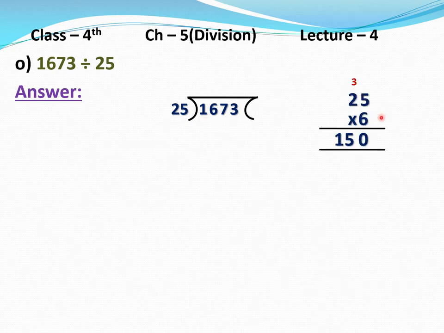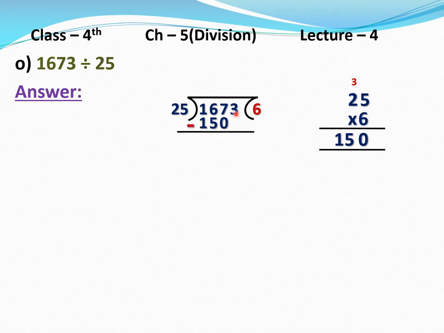See, 25 multiply 6. 6 5s are 30, write 0 here and 3 carry. 6 2s are 12 plus 3, 15, write 15 here. 25 multiply 6 equal to 150. Write down 6 here and write down 150 here. Clear? 25 multiply 6 equal to 150.